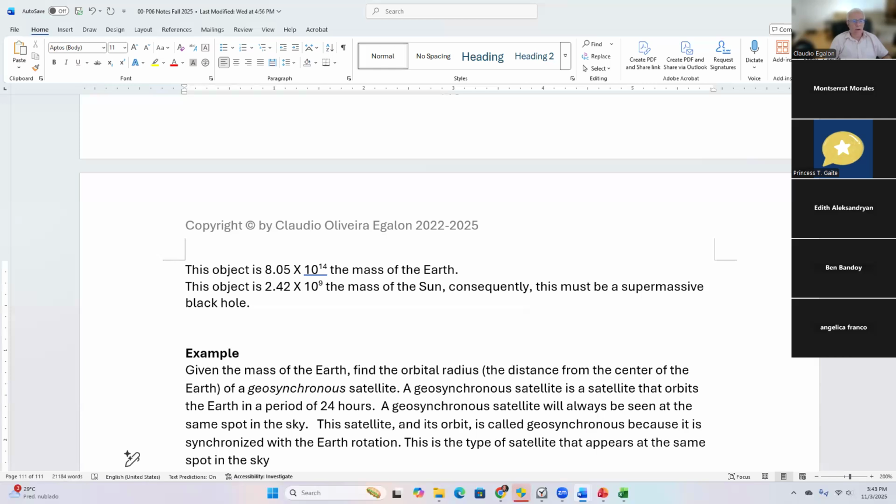Okay, if the satellite is in a geosynchronous orbit, it will always be at the same height and same azimuth in the sky. So let's say 45 degrees from the horizon, and let's say 35 degrees from the northern direction. The satellite would always be at that spot in the sky. This type of satellite is very useful for telecommunications.